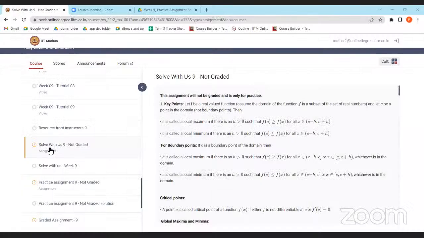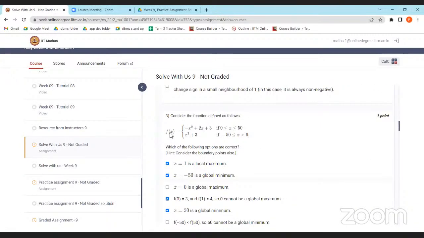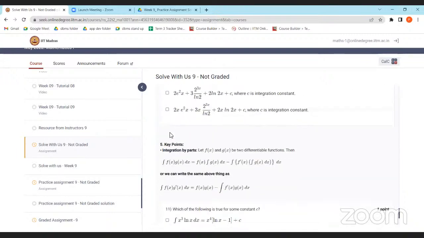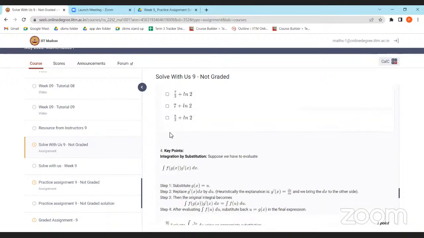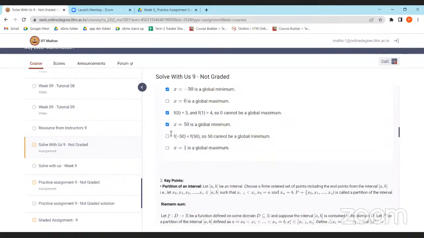Okay. So where can we find this PDF? Solve with us. I have taken the question from the Solve with Us assignment only. Not assignment, PDF. Okay, wait, I will share my screen. This one, Solve with Us. All the questions I have discussed today. So the last one was the extra question. I just want to explain that.